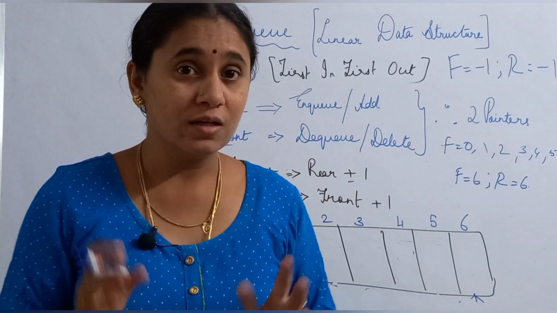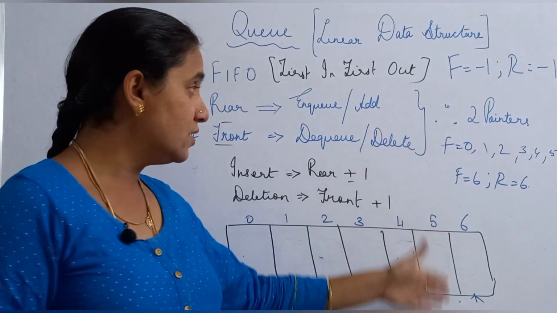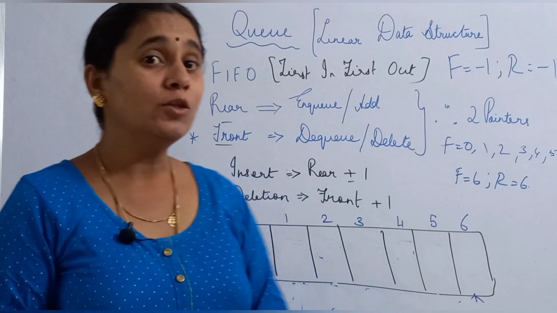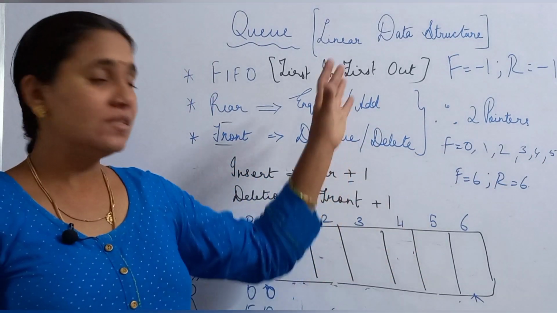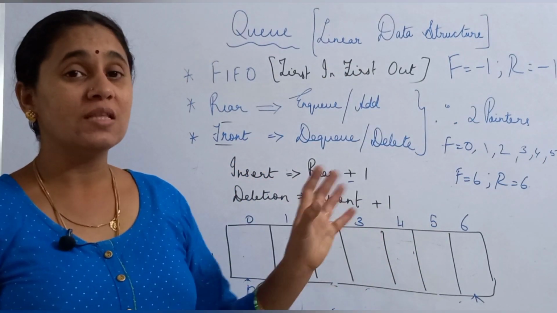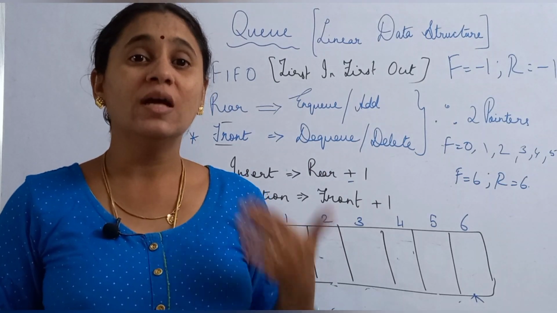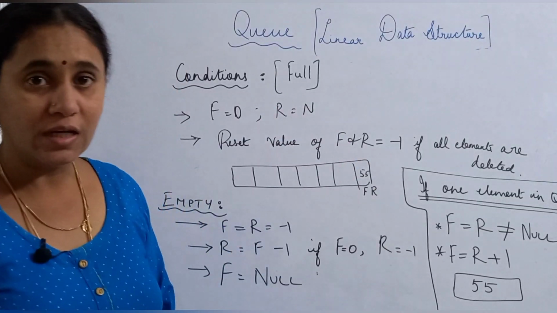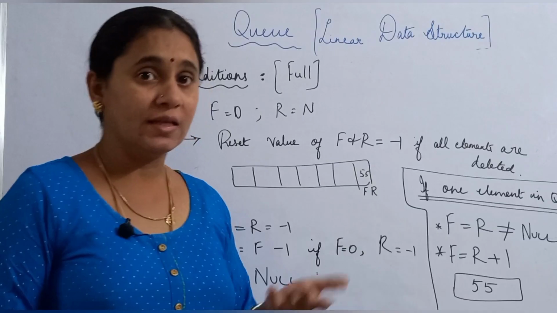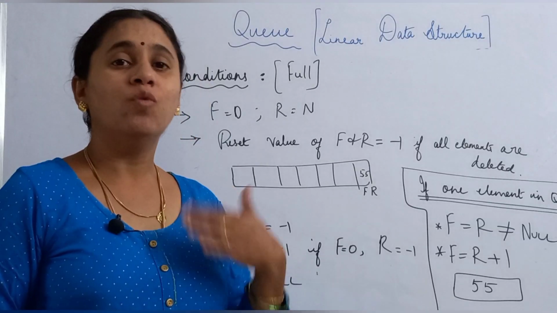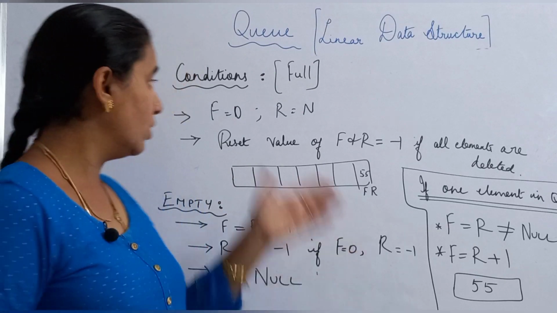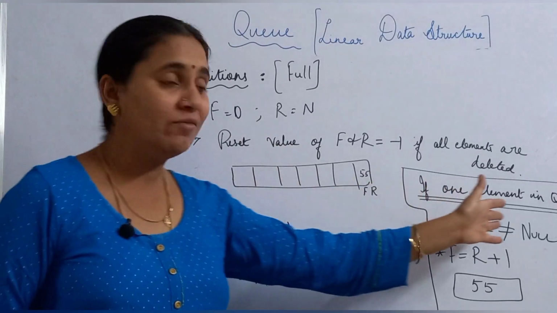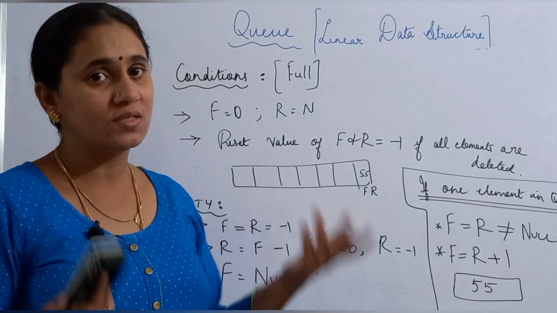Friends, now I am going to tell you some of the conditions related to the front and rear pointer, where the position has to be. I am going to explain all these things because they are very important from the examination point of view. These are the different conditions they may ask in the examination: for whether the queue is full, what is the condition; for the queue being empty, what is the condition; and if one element is present in the queue, what is the condition.